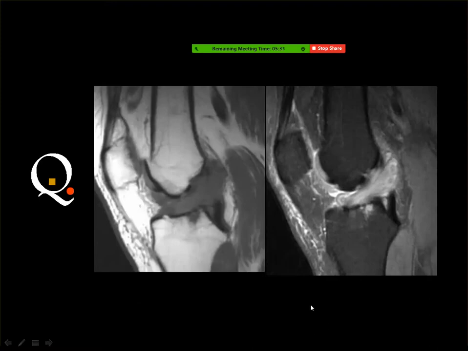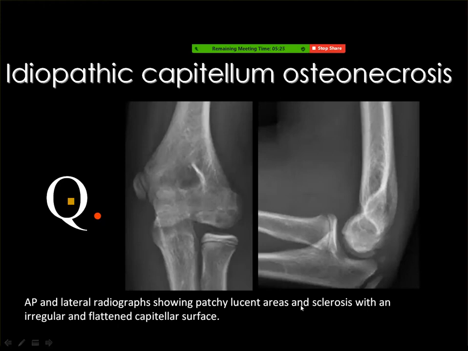Dr. Mamdouh, is it different from little league elbow? Yes, little league elbow affects the medial epicondyle of the humerus, but this affects the capitulum of the humerus. The variant of little league which affects the capitulum, isn't it like it?